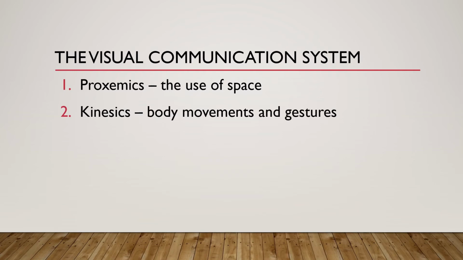So kinesics is the next channel in the visual communication system. Kinesics involves body movements and gestures. Your chapter talked about 6 different kinds of gestures in the readings for today, for chapter 6. So thinking about emblems is the first gesture that's used. So this would be a gesture that has a direct verbal translation.